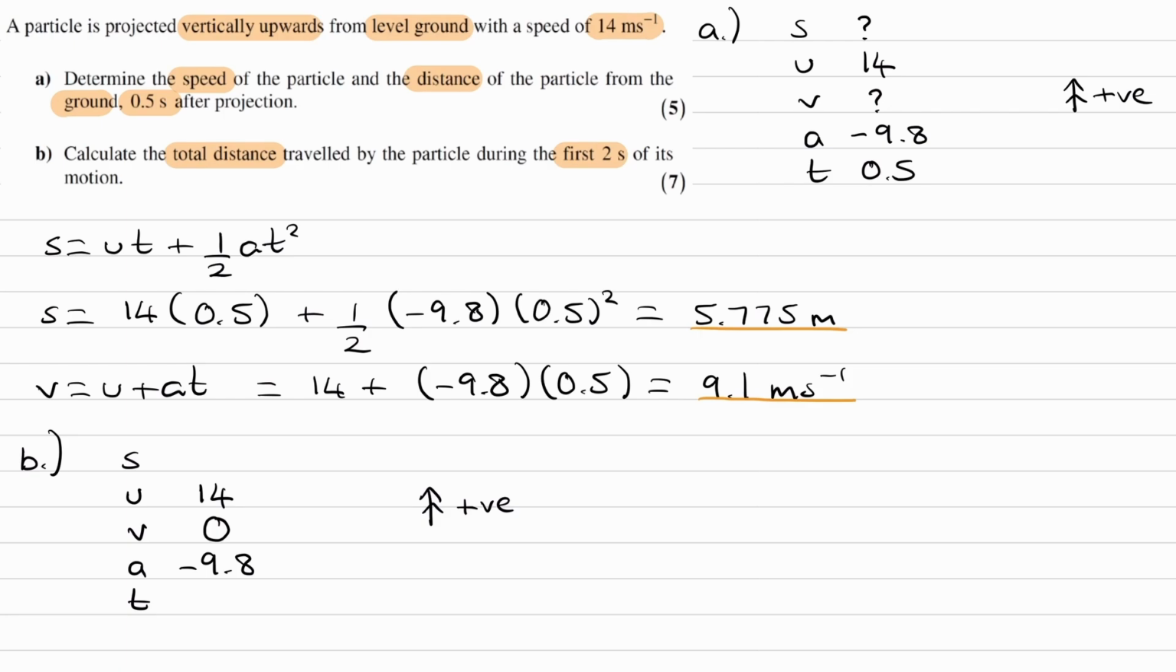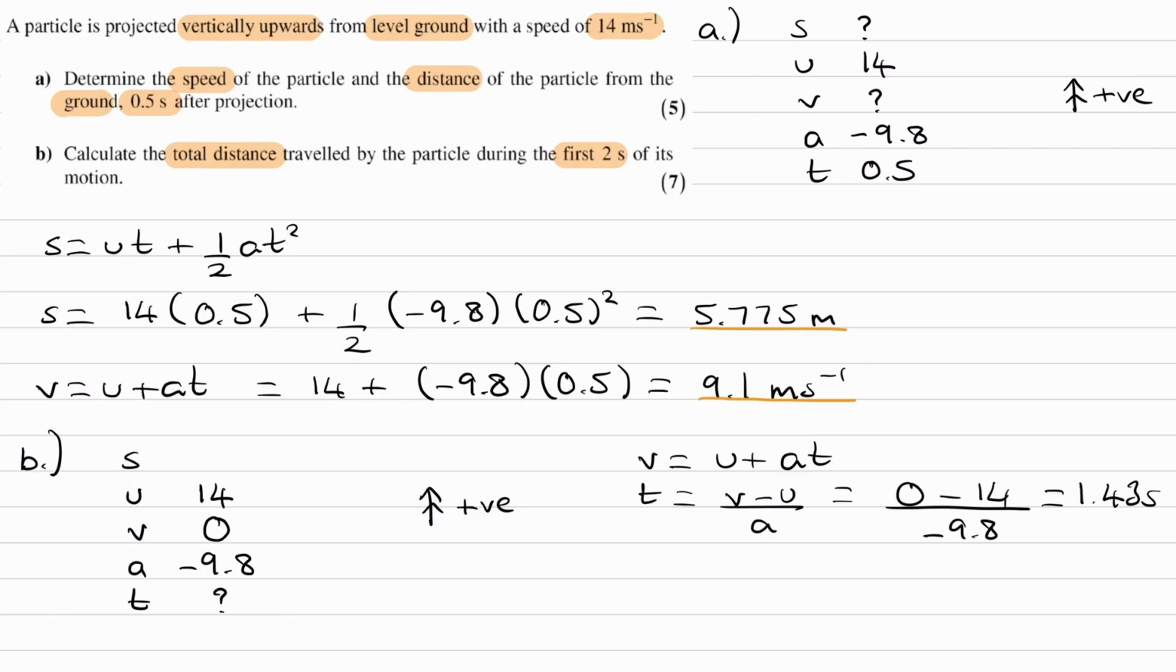And then we can work out time from these 3 quantities, so we can use v is equal to u plus at. t is then v minus u over a, which is 0 minus 14 all over minus 9.8. And that gives us 1.43 seconds.